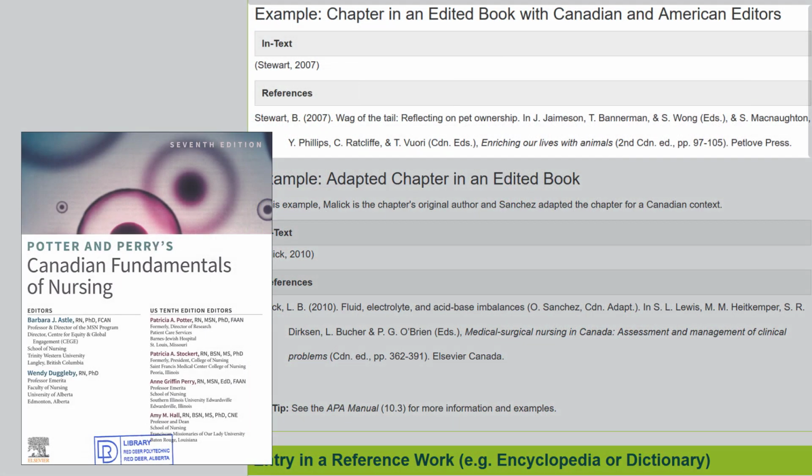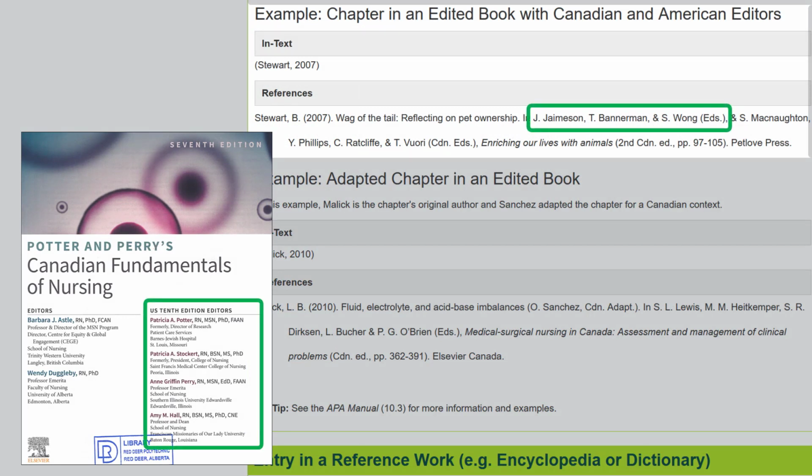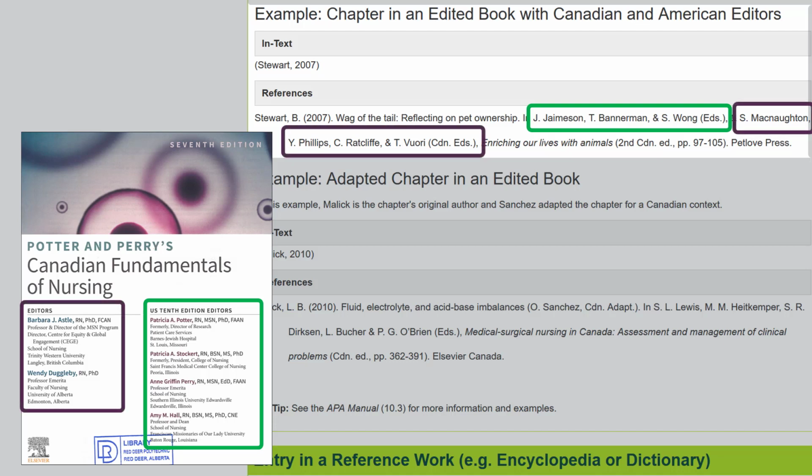If a nursing textbook has been adapted into a Canadian context, there will be original, in this case American, editors. There will also be Canadian editors. You need to include both sets of editors in your reference list entry. The original editors will always come first.